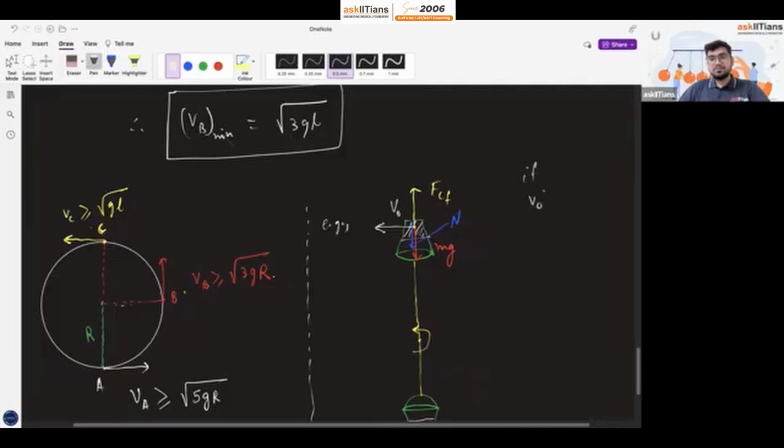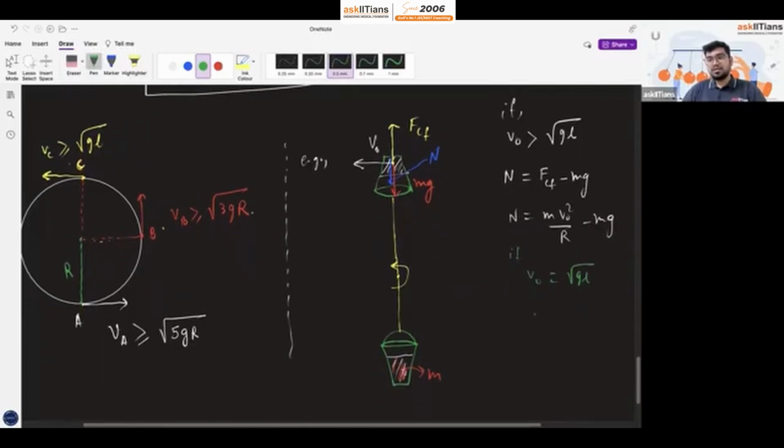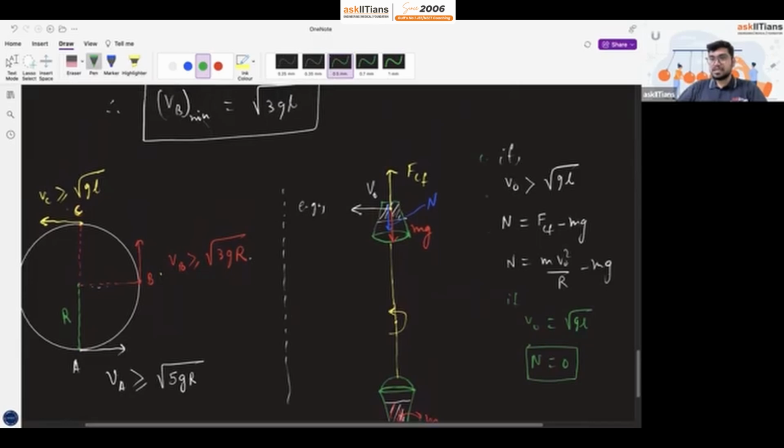So if this velocity v naught is greater than, let's say for now, root GL, then the normal reaction is nothing but FCF minus mg. And FCF is nothing but mv naught square by r minus mg. This would give you the normal reaction there. But if v naught is just equal to root GL, normal reaction won't come there, and the centrifugal force is just enough to balance mg. And so this is case one.